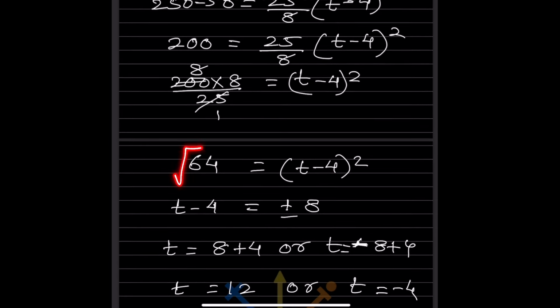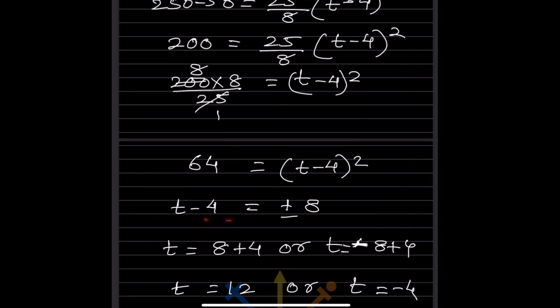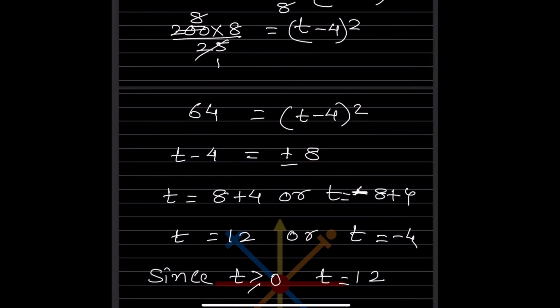Now what will you write here? Squaring both sides, what are you going to get? When you square 64, you get plus or minus 8. And when you square this, it is just going to be t minus 4, as the square goes off. So t minus 4 is plus or minus 8. Once we take plus 8, and once we take minus 8. So t, if you take this to the other side, is going to be plus 4.